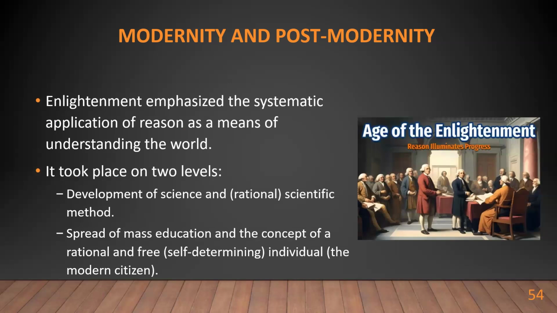It took place on two levels. You had the development of science and rational scientific method, and you had the spread of mass education and the concept of the rational and free self-determining individual, which would later become the modern citizen, which is the staple of democratic society.